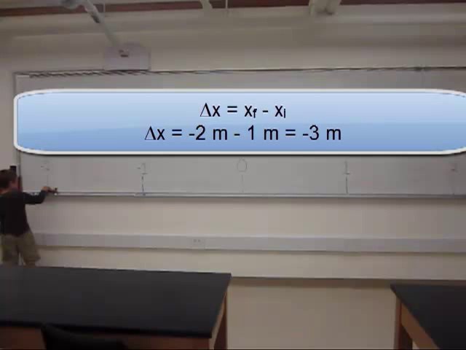You can also use the change in position formula. X final minus X initial gives you the change in position. -2 minus 1 gives you -3.